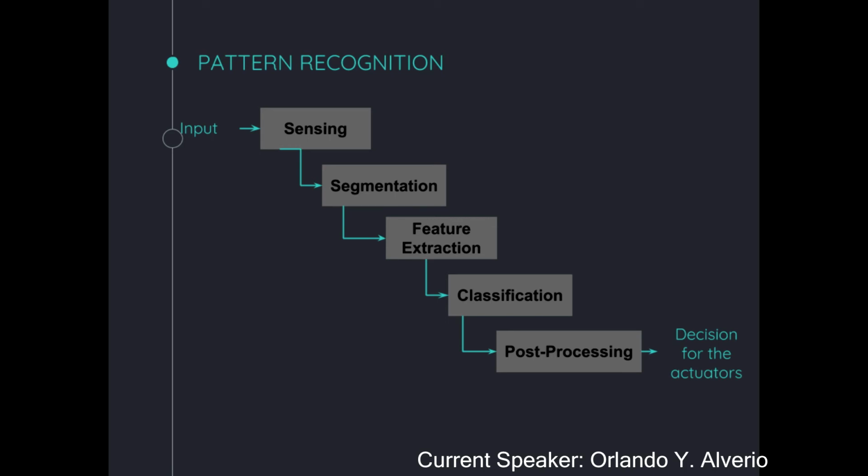Segmentation separates the desired signal from the unwanted signal. Feature extraction measures properties of the signal we could use for the classification. The classification component, depending on the properties from the feature extraction, will give a category to the input signal. Then finally, the post-processing component, depending on the category of the signal, will give an action to the actuators so they could do a command.